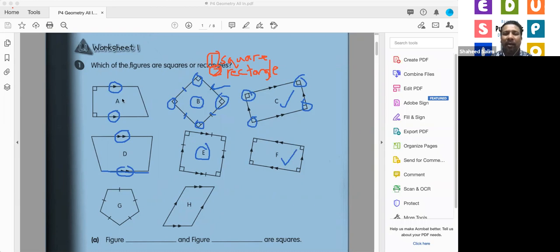So what is A? What do we call this shape? Anyone knows now? Anyone knows?